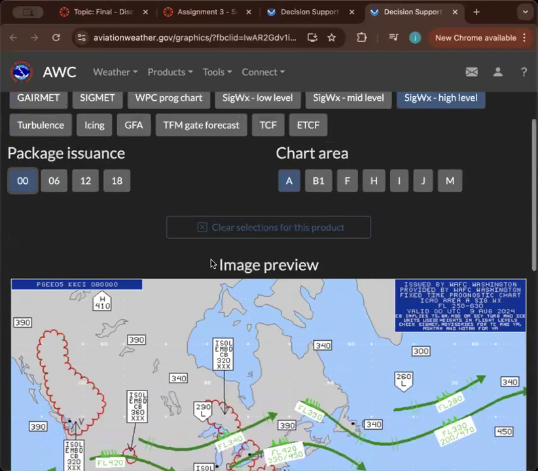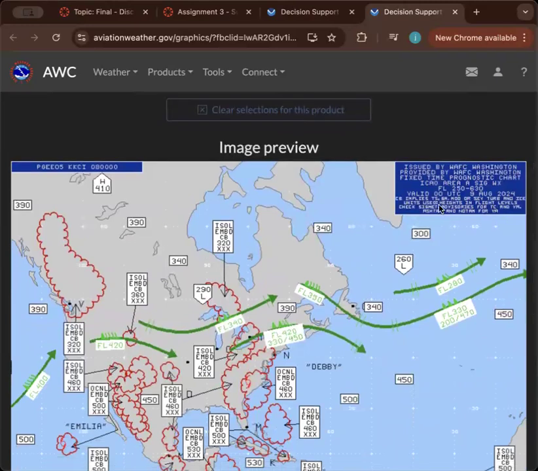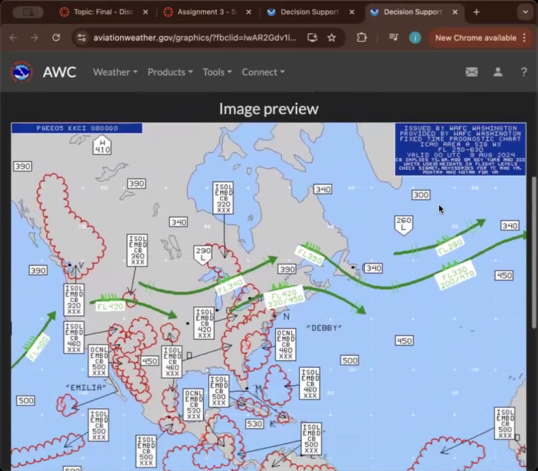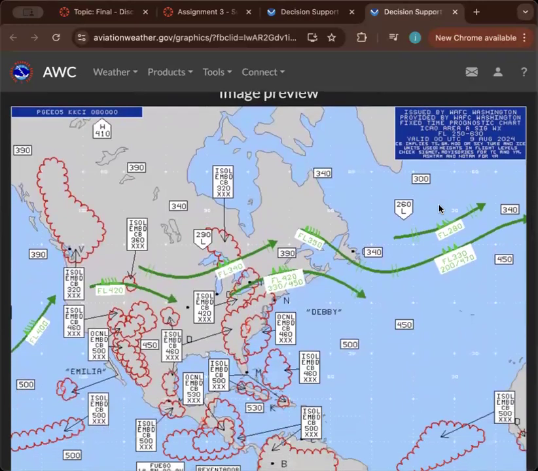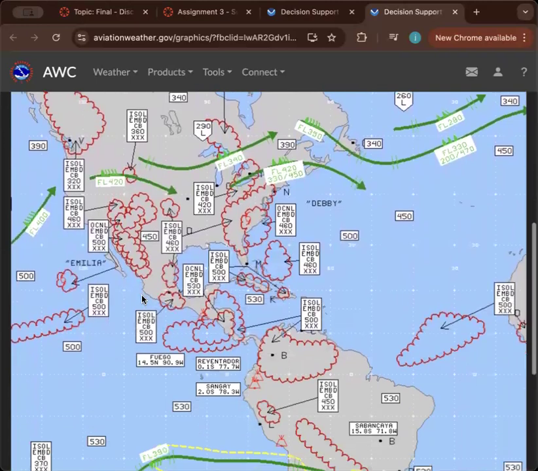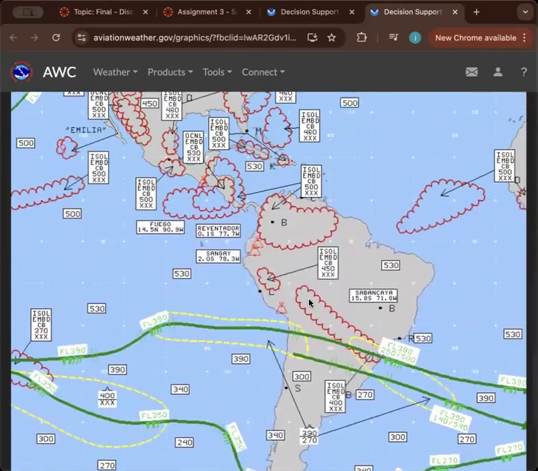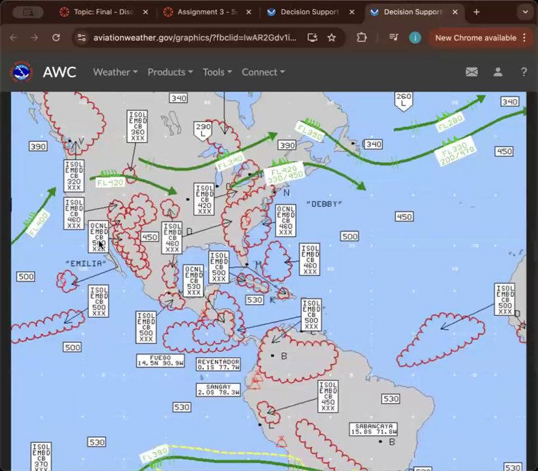We can see the date and time here in the right corner. It shows us it's for August 9th, 2024, and it's valid for 0 UTC. To see thunderstorms on this one, it's actually going to be these red, cloud-looking circles all over the place. It looks like there are quite a few thunderstorms up here in Canada, all throughout the US and South America, especially northern South America. We can see the type of clouds as well in these little white boxes that point to the thunderstorms.